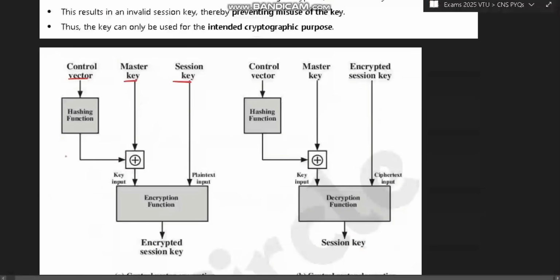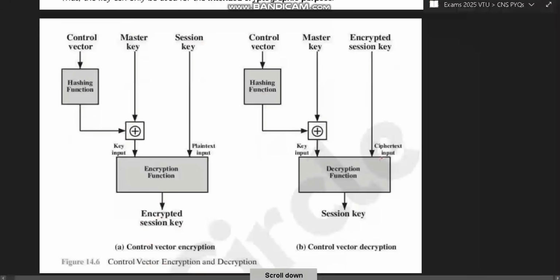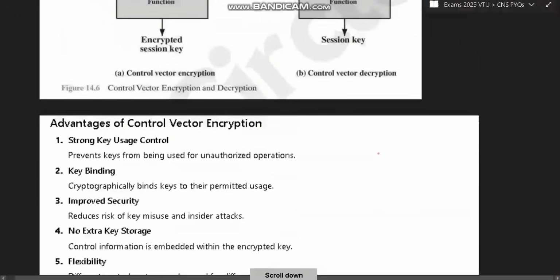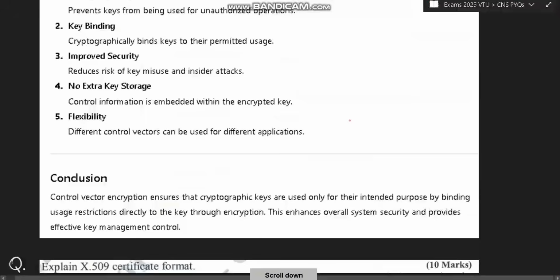Control vector, master key, session key, all of these combined. The control vector and master key are XORed together, and that will be the input to the encryption function along with the session key's input, and that will be the encrypted session key. The reverse of it will be the decryption. Okay, and the advantages are also here. This is optional, you can just go through it once.